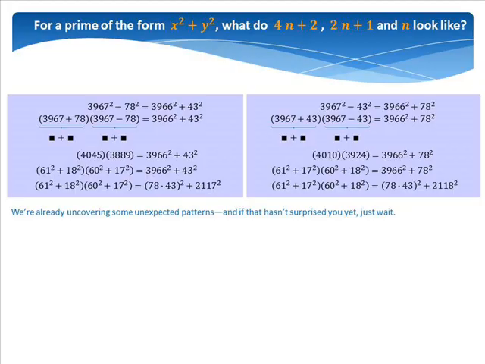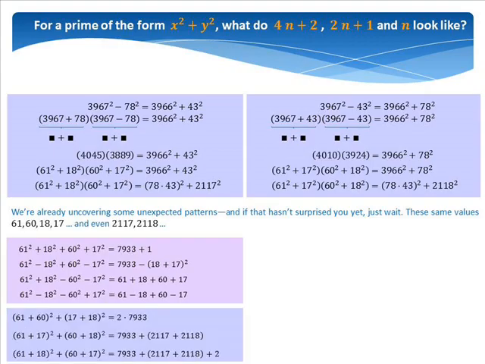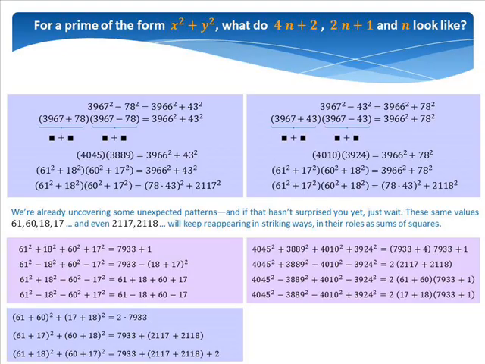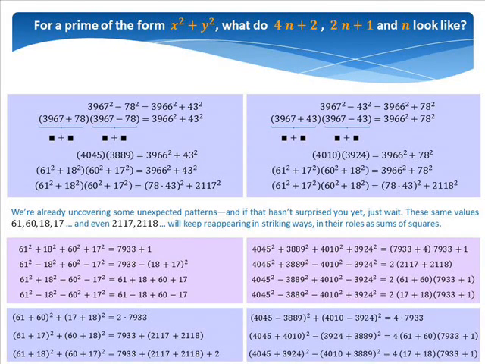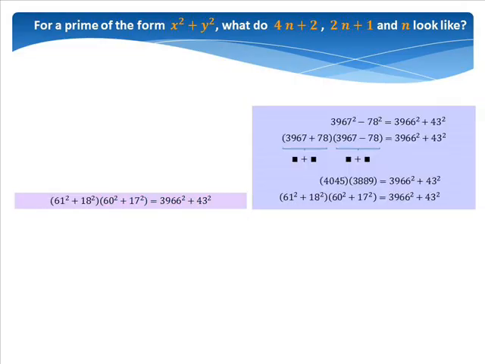And if that hasn't surprised you yet, just wait. These same values, 61, 60, 18, 17, and even 2117 and 2118 will keep reappearing in striking ways in the rows as sum of squares. Let's take a closer look at why these values keep reappearing, starting with an analysis of the following two equations.